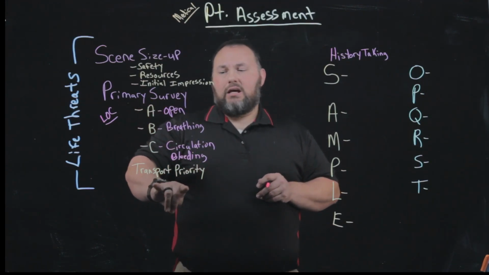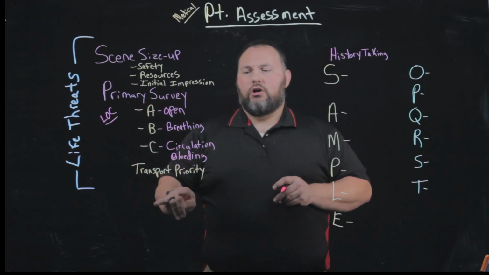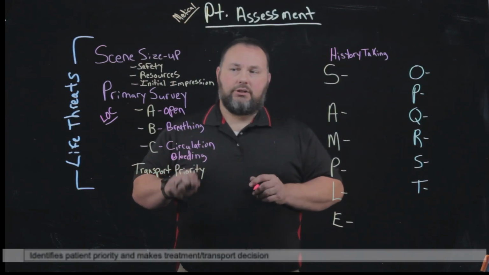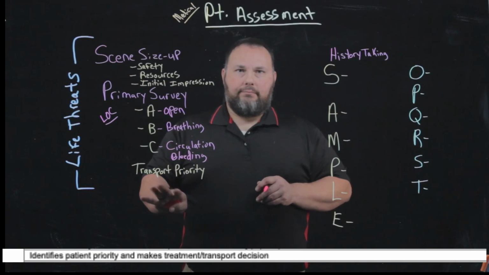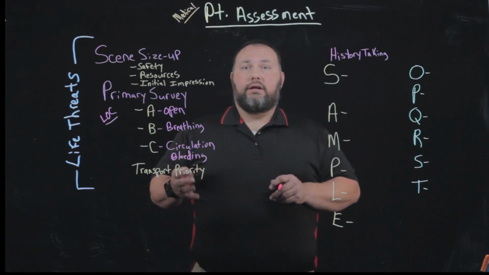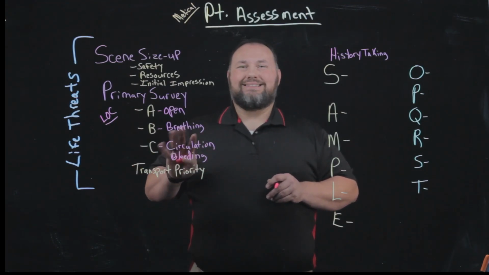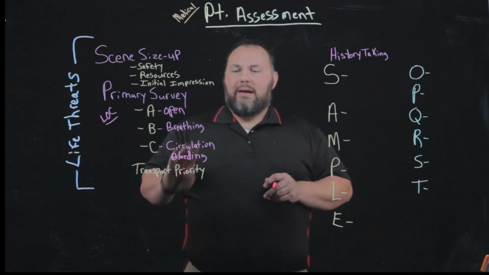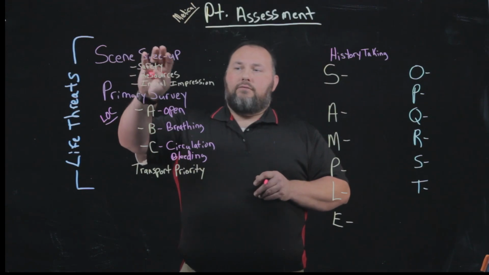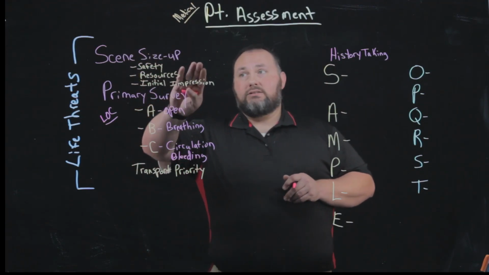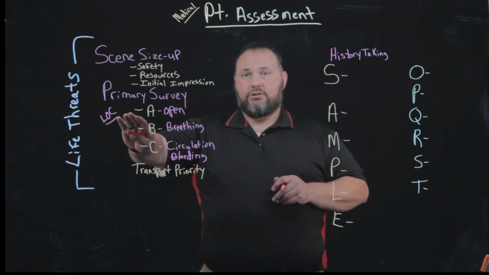The last thing done in the primary survey is you determine the transport priority of the patient. If any of these things have a problem, that is a high priority patient. In trauma, we call it load and go. Medical, we can call it load and go. It's the same thing. We want to make a transport priority in that initial survey of the patient. So that's scene size up, primary survey.